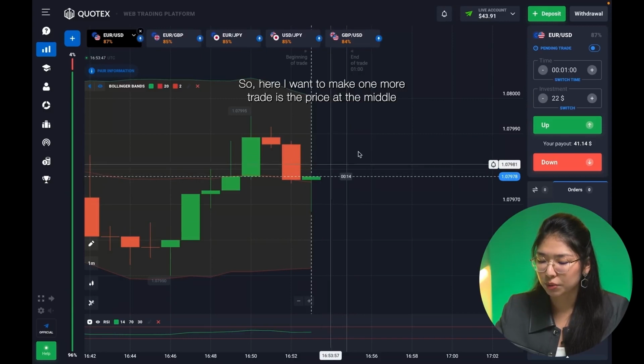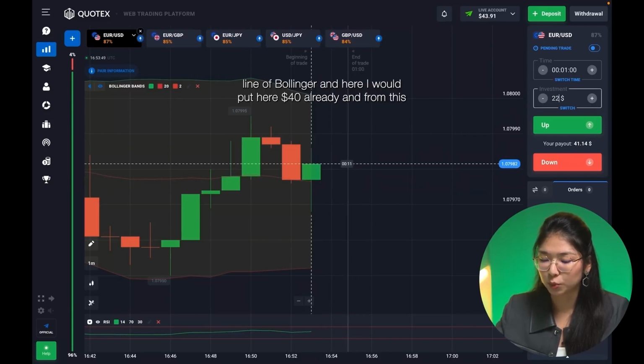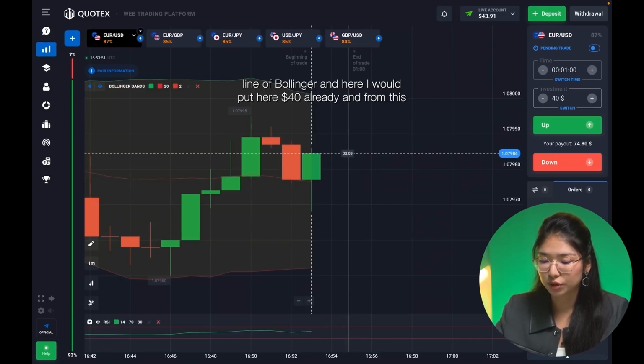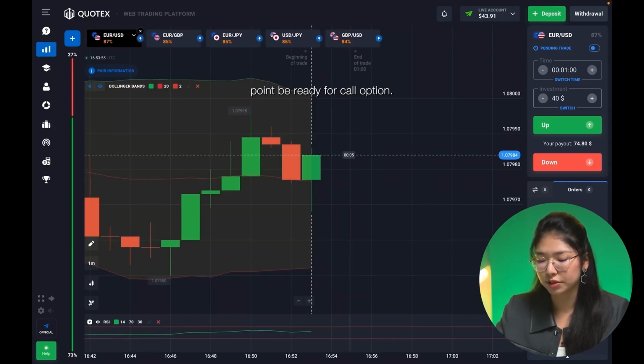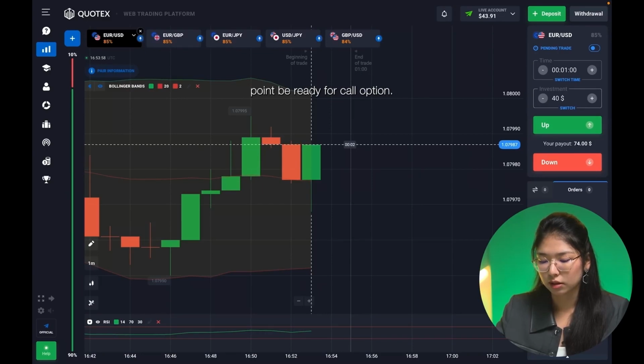So here I want to make one more trade, as the price is at the middle line of Bollinger, and here I would put $40 already, and from this point be ready for call option.